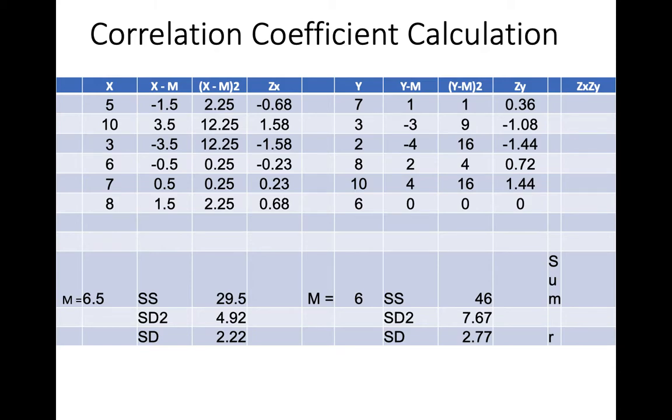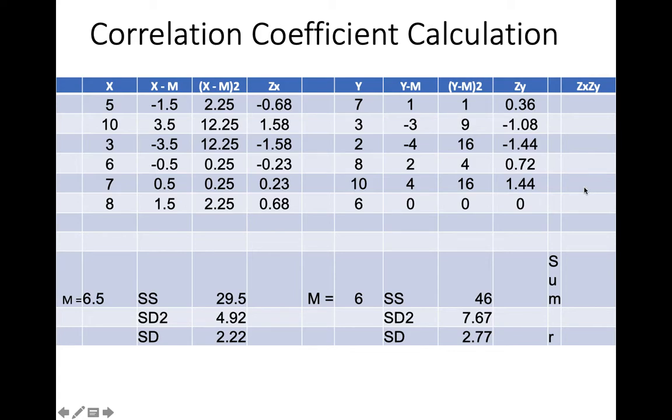Going to do the same thing for the Y scores. So this is mood. Again, it's just calculating the mean. Once we have the mean, we can figure out the variance and the standard deviation, and then the Z-score is nothing more than the deviation from the mean divided by the standard deviation. So again, just to interpret, this person that has a mood of 3 scores 1.08 standard deviations below the mean of 6.